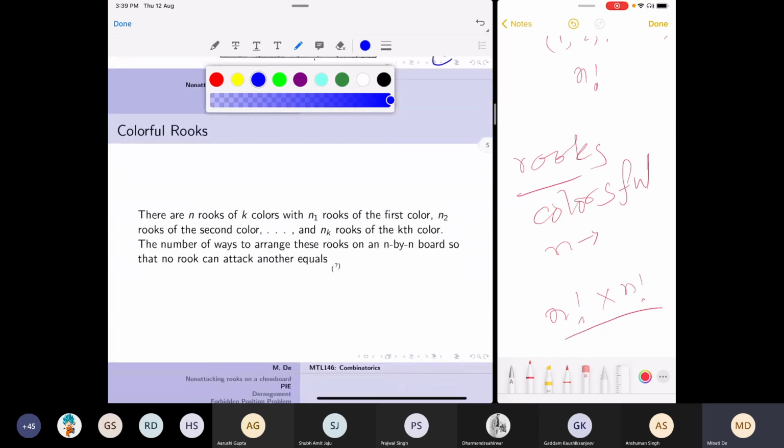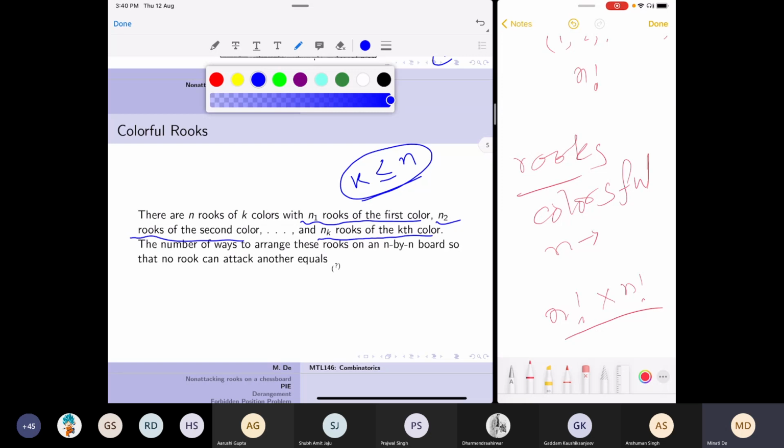Now, slightly generalizing the question. All these questions you may have seen before also. Now let's say all the rooks are not of different color. Rather, I have k many colors only. I have n many rooks, and this k is less than or equal to n. And I am telling you how many rooks there are of a certain color. For example, I have n1 many rooks of the first color, n2 many rooks of the second color, similarly nk many rooks of the kth color.